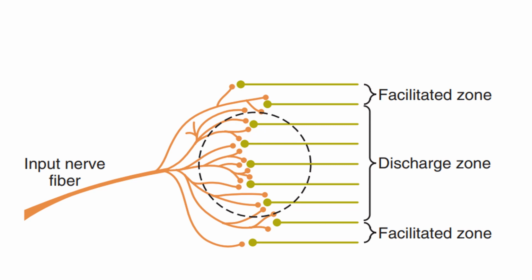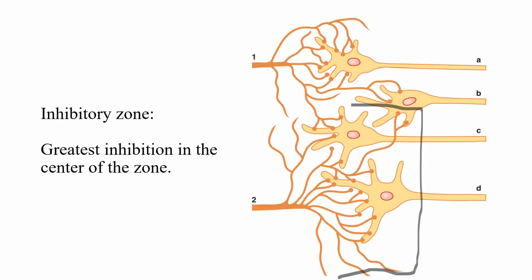Each stimulatory field for a nerve fiber has different zones. For example, in the center, because of the highest number of synapses, and so reaching a threshold, it's called the discharge zone. Whereas on the periphery, because of less excitation, it's called the facilitated zone. If this neuron is inhibitory, then this whole zone is called an inhibitory zone, and the maximum inhibition will be in the center of this zone.